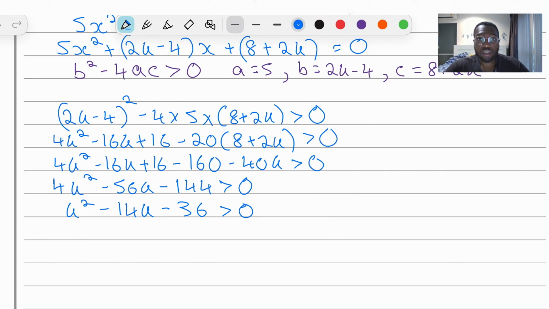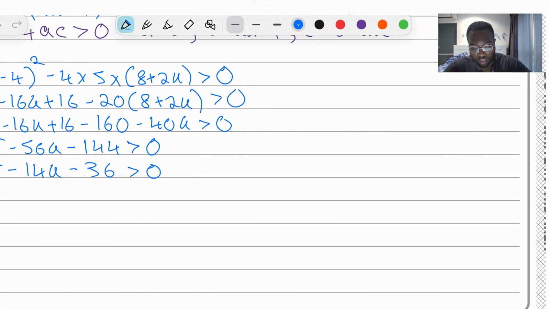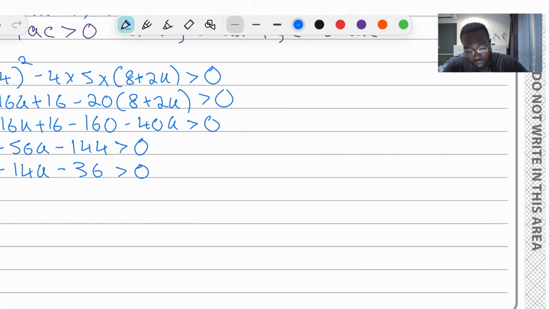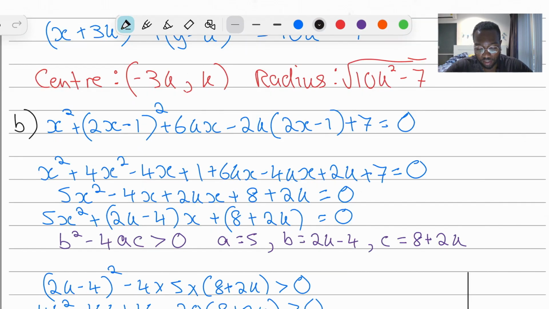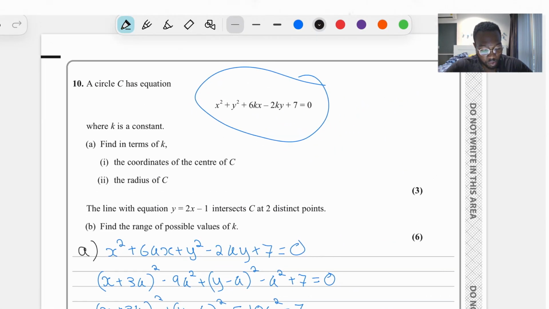Okay, so now I've got this inequality here. All we need to do is draw a little graph here, okay? Now, at this stage, I would say try and work this out. As you can see, there are no two integers which can sum to make minus 14 and multiply to make minus 36. So again, you can use the quadratic formula. Or I would say in this question, it's maybe worth 6 marks.